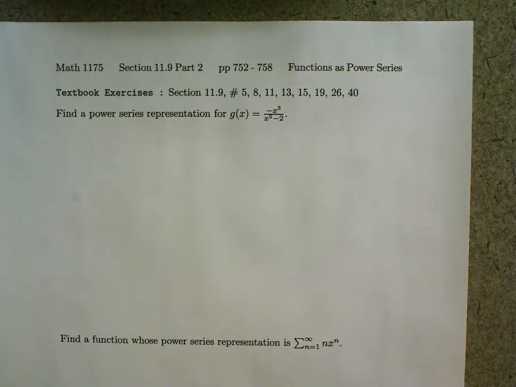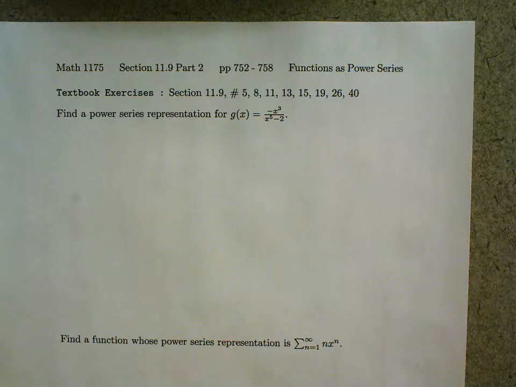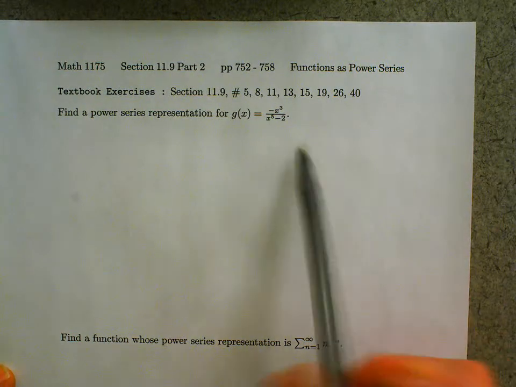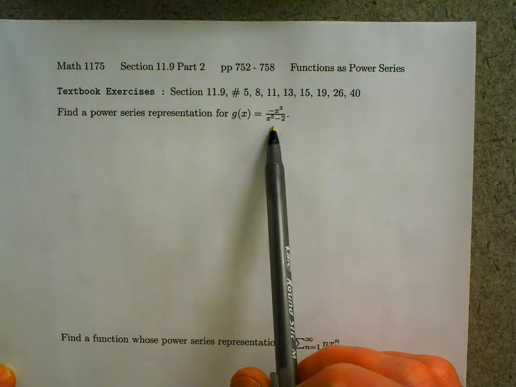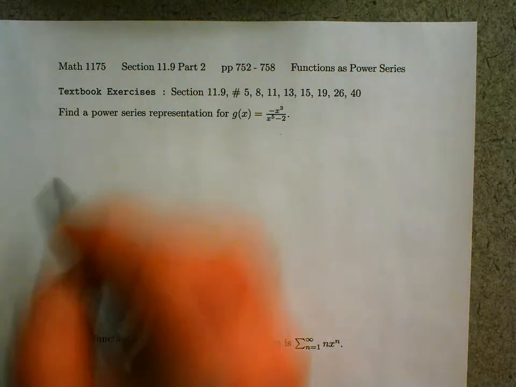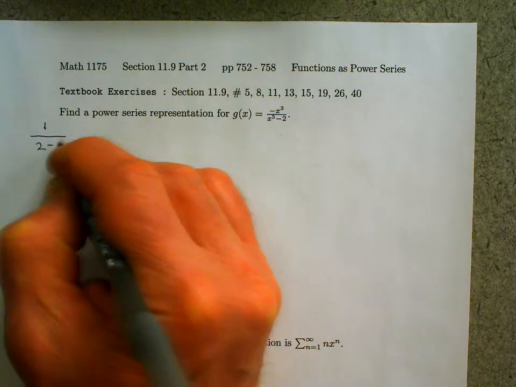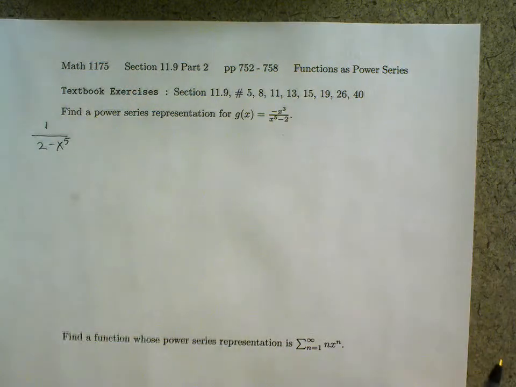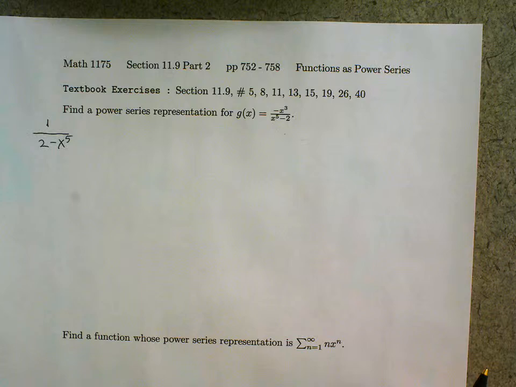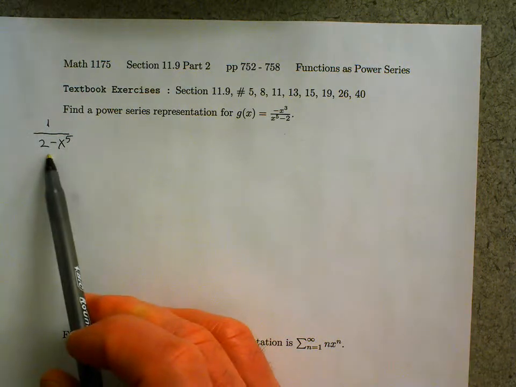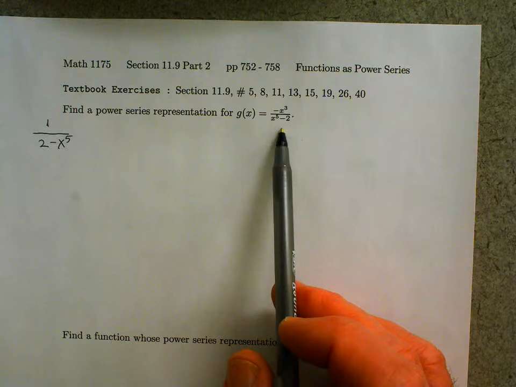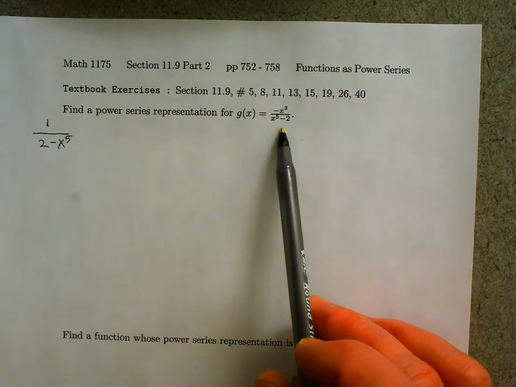So the next example: find a power series representation for g of x equals negative x to the third divided by x to the fifth minus 2. What we'll do is start with 1 over 2 minus x to the fifth. And once we find a power series for this, we'll use that result to find a power series representation for the given function.